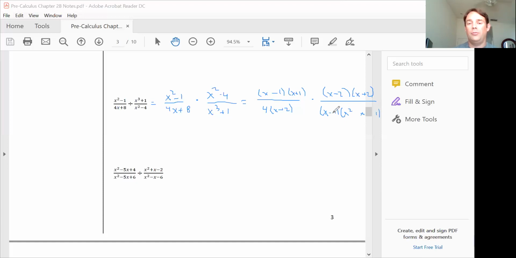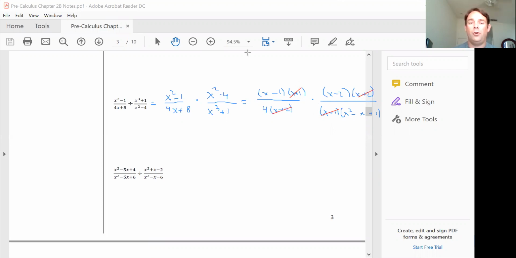Then I have the same sign. So since it was plus, this is plus. Opposite sign, that's minus, and then always positive. And we're going to cancel out those common factors here. So here we go. X minus 1, do I see it? I don't. I do see an x plus 1. X minus 2, I don't see that, but I do see an x plus 2.